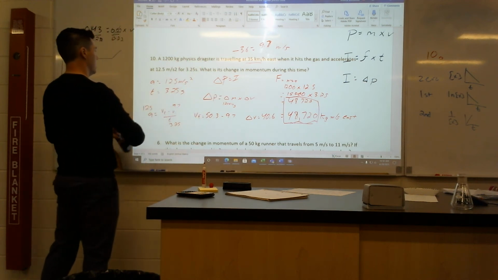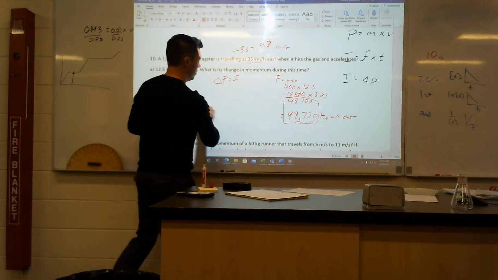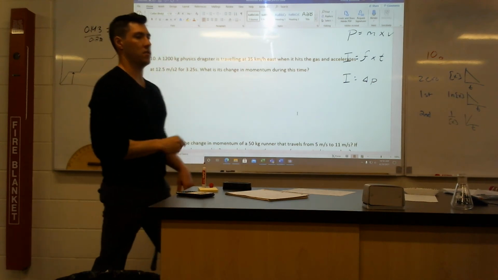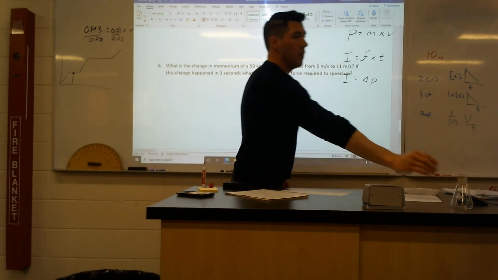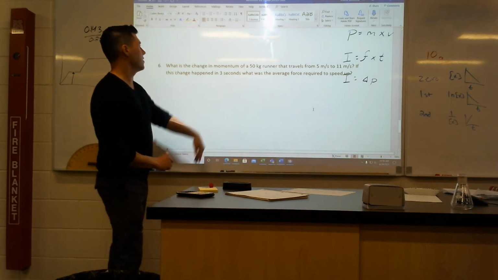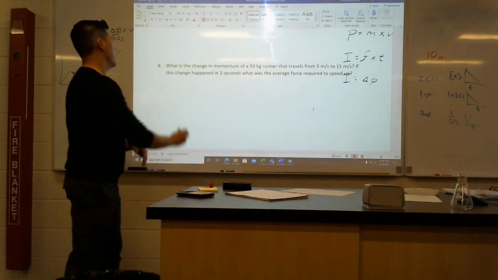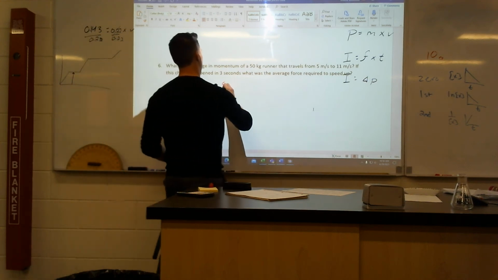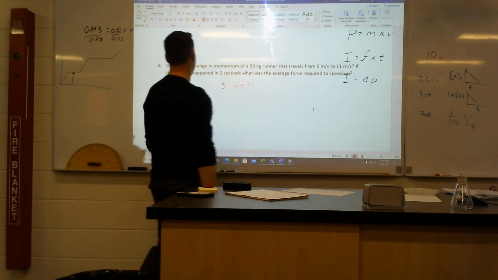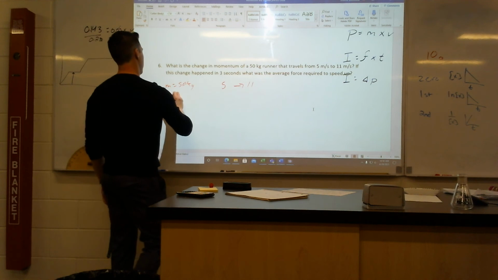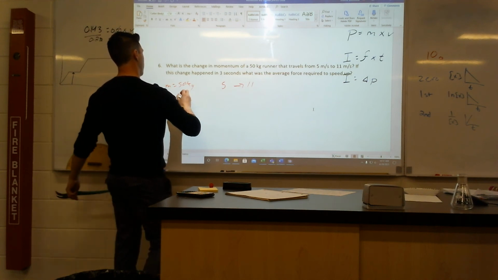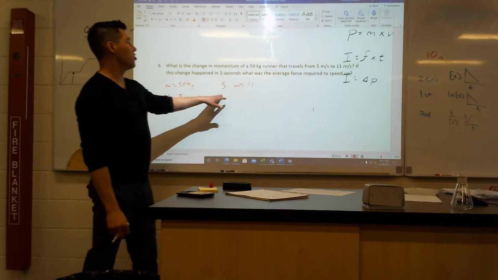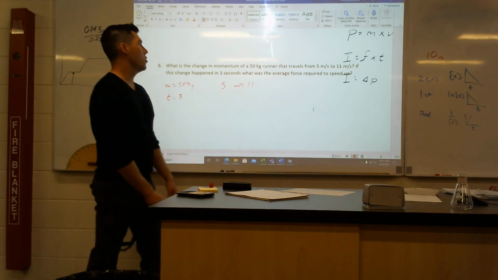All right, last question. This is from practice sheet number 2, number 6. This one's very similar to the last one. What is the change of momentum in a 50 kilogram object that goes from 5 to 11 meters per second? If this change happened in 3 seconds, what is the average force? So I'm looking for that average force, so I need to find the impulse first. I know that the velocity is going to change by 6.